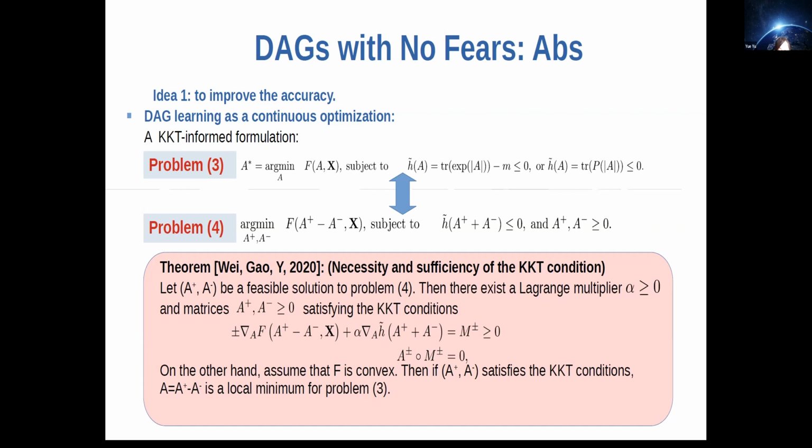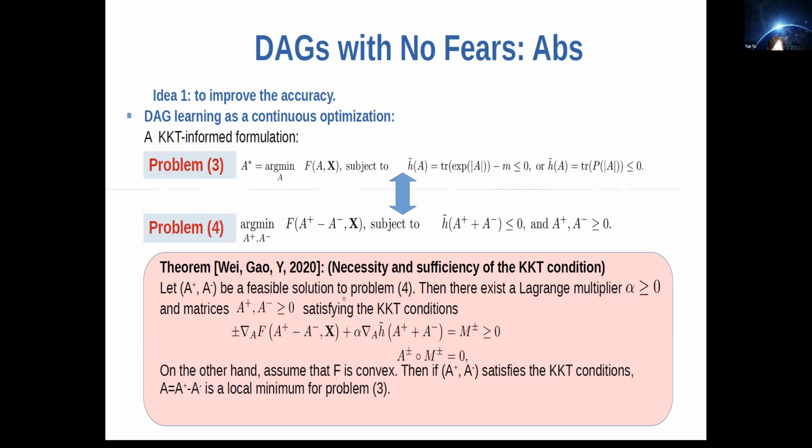Therefore we propose a further modification. Instead of using the absolute value of A, we decompose A into the positive part and the negative part. We can rewrite A as the positive part minus the negative part. Then the absolute value can be written as the summation of the two. So we still have a continuous optimization problem with a continuous constraint. That's our proposed method.